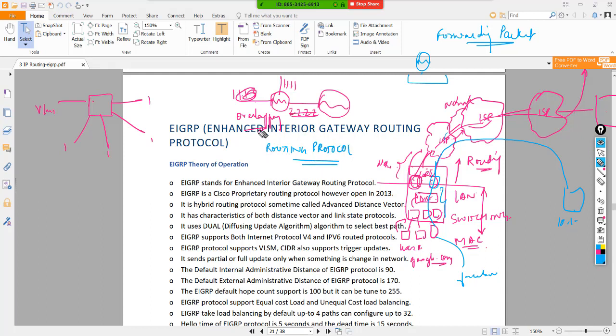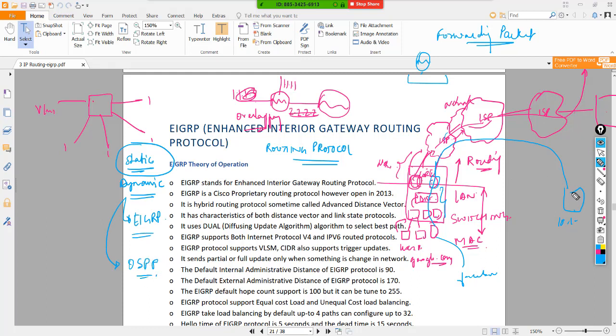And what types of routing protocols do we have? We have static routing protocol and we have dynamic routing protocol. In the last class we went through static routing. In today's class, we will start with one of the dynamic routing protocols, which is called EIGRP. After a few classes, we will go with the next dynamic routing protocol, which is called OSPF.